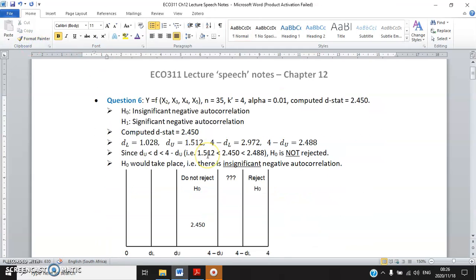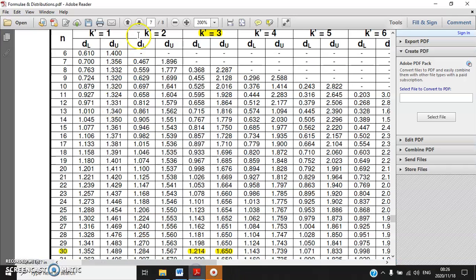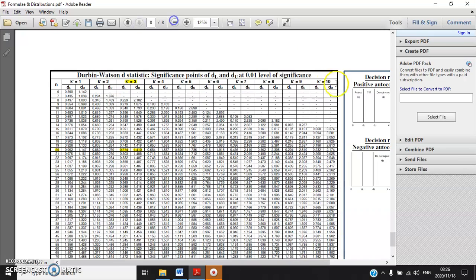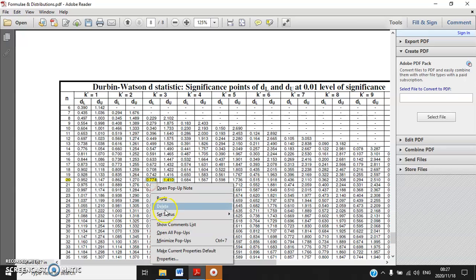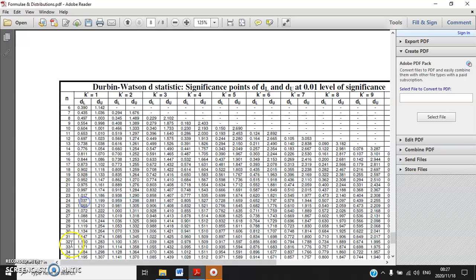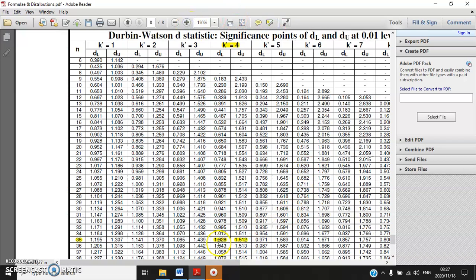And then for the last one, question 6. Sample size is 35, K prime is 4, alpha is 1%, computed d-stat is given. 35, 4, 1%, so I must use the other d table. Alpha is 1%. 35, K prime is 4, so 1.028 and 1.512.